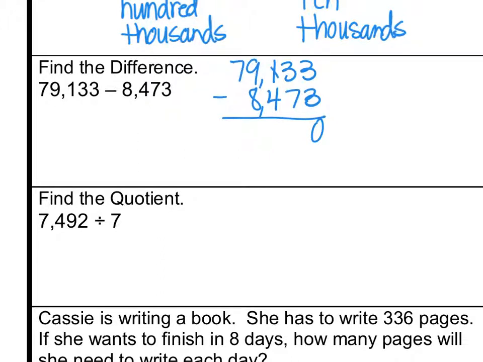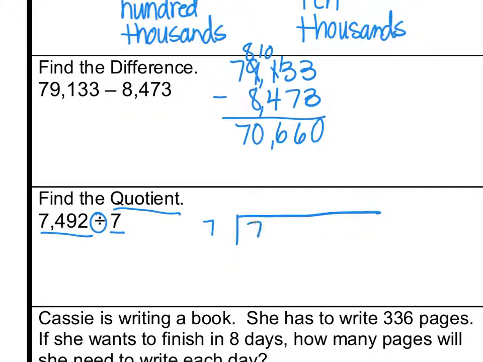3 minus 7, we need to borrow. 13 minus 7 is 6. 0 minus 4, we need to borrow. 10 minus 4 is 6. 8 minus 8 is 0. 7 minus 0 is 7. 70,660. All right, dividend divided by the divisor equals the quotient, which is the answer to a division problem.